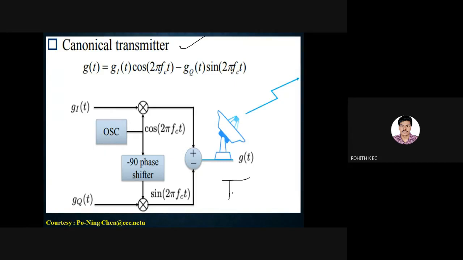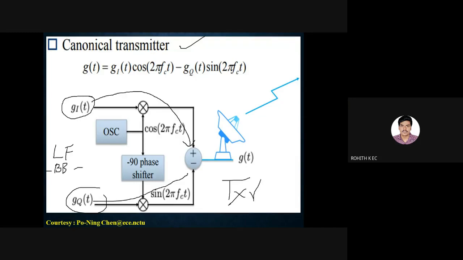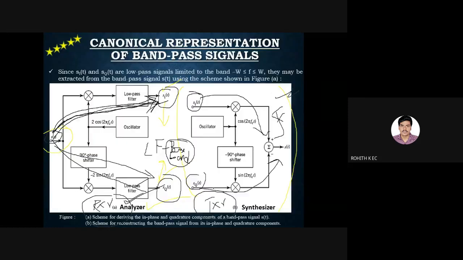You can see this GI of T and GQ of T are your low frequency signals. When I say low frequency signals, they are in baseband. I'll combine these two by performing modulation using the sine and cos, and I'll make this high frequency. And you can see I'm transmitting this using antenna, right? So this is nothing but your synthesizer. See, this is the synthesizer.